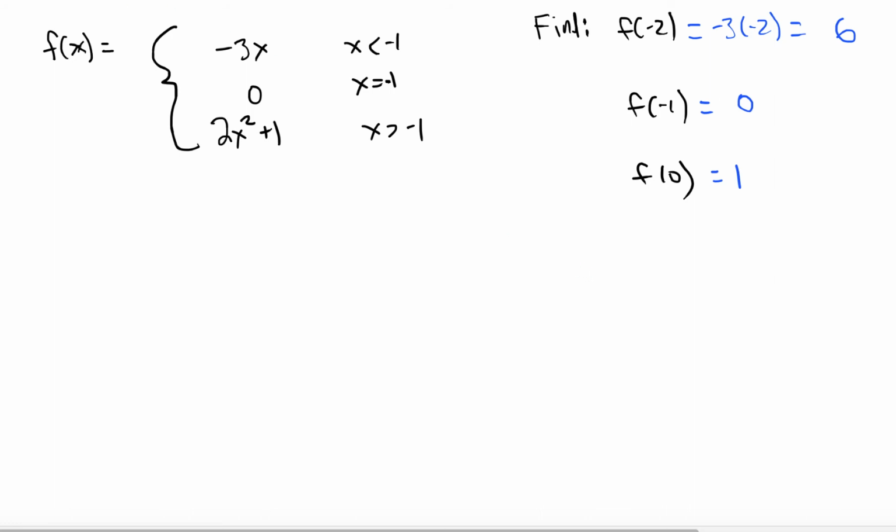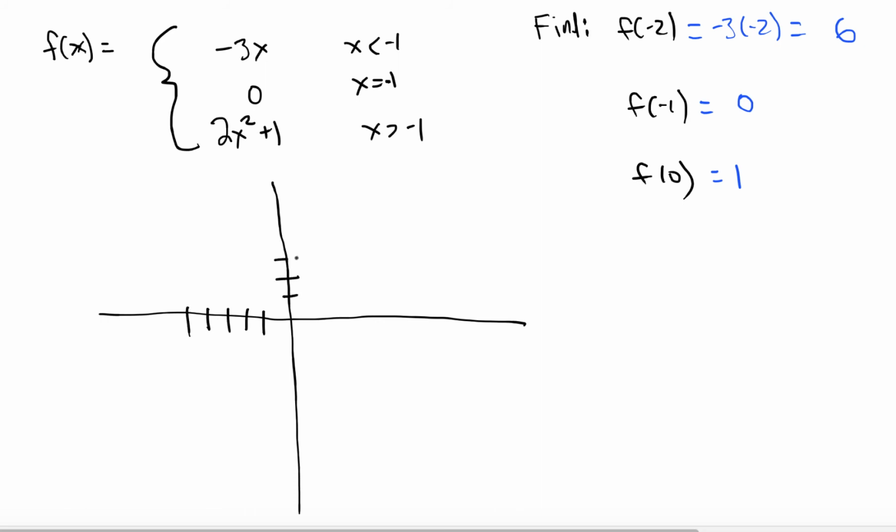All right, now let's sketch this guy. Now we know that we have three different pieces, right? So what we want to do is essentially sketch each piece using the respective domains. All right, let's take a look at the first one. This first one is negative 3x, and we only sketch this piece of the function for values of x that are less than negative 1.